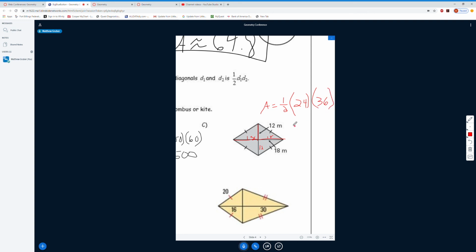So now the area is half the length of the diagonals multiplied together. Type it in your calculator. Half 24 is 12. 12 times 36, 432. This one gave us units, so let's use them. It's area, so it would be meters squared.